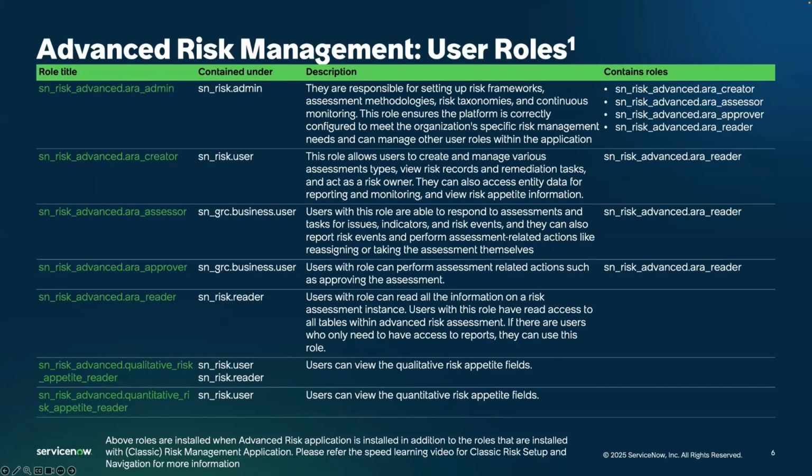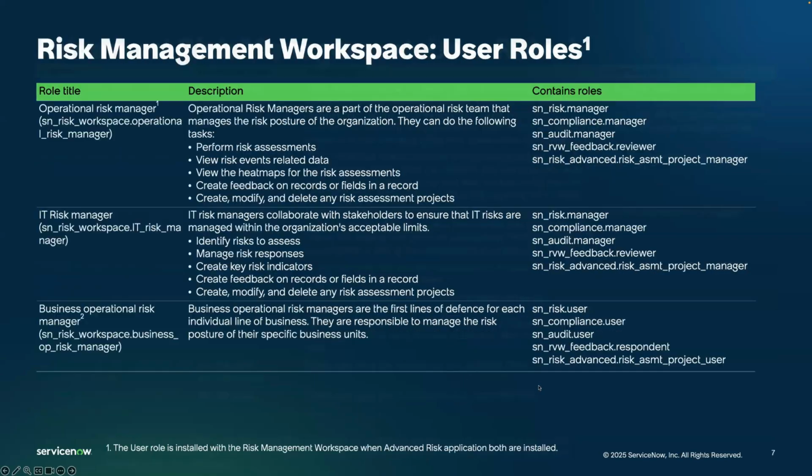Well, now again, these roles focus on the specific user roles within the risk management workspace, right? So these roles are designed to align with an organization's operational structure, distinguishing between operational, IT, and business focused risk managers. Well, the operational risk manager, again, their core responsibilities include performing a risk assessment and having a broad view of the risk landscape. They are also responsible for reviewing and working with the data from risk events and using visualizations like heat maps for quick and clear understanding of a risk posture.